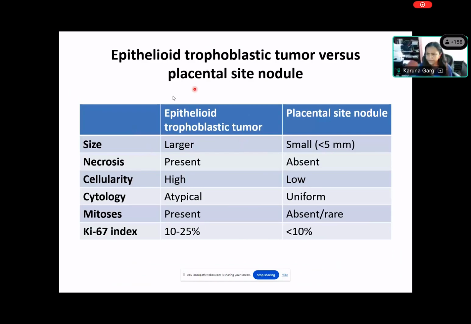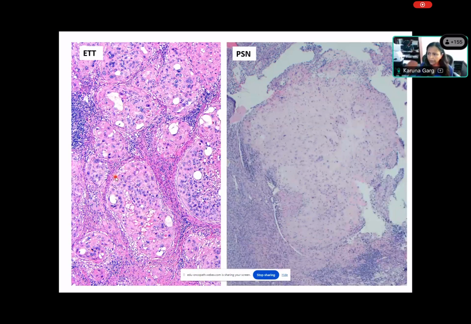This is a table showing the difference between ETT and placental site nodule. I'll leave this here for you, but Ki67 can be helpful. Size, necrosis, cellularity, all of those things will play a role. Again, highlighting the difference between an ETT and a placental site nodule.